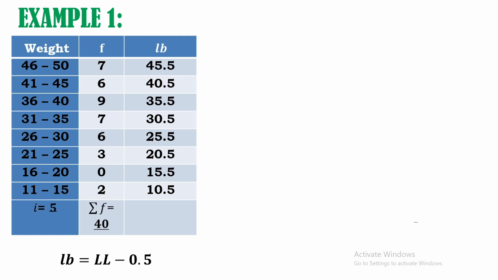Now, find the modal class. To do that, we simply have to look for the highest value in the frequency column. So looking at these numbers, the highest value is 9. So the modal class is the class containing that highest frequency. So we have the class with the class interval 36 to 40. Take note, this is our modal class, or in symbol, MO.